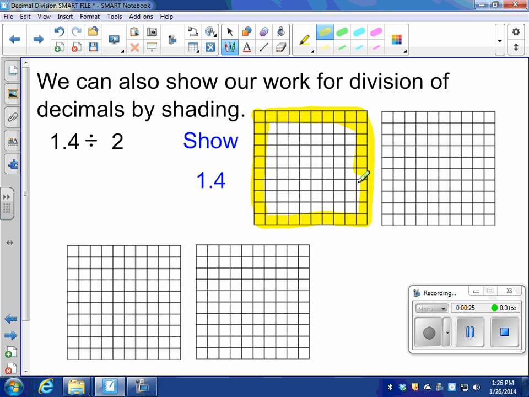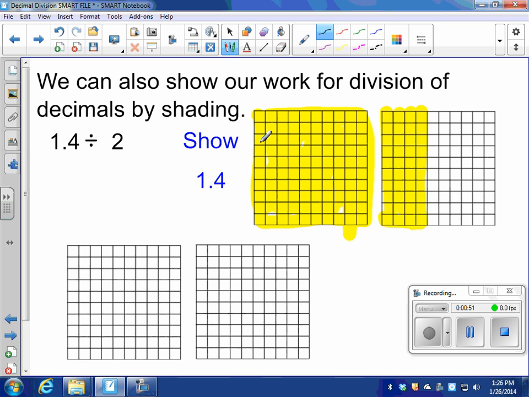My shading is really messy on here, sorry. So I'm shading in one whole, and now I want to shade in 4/10 more. So there's 1, 2, 3, 4. Here we go.